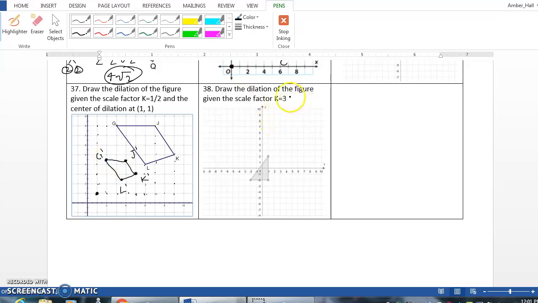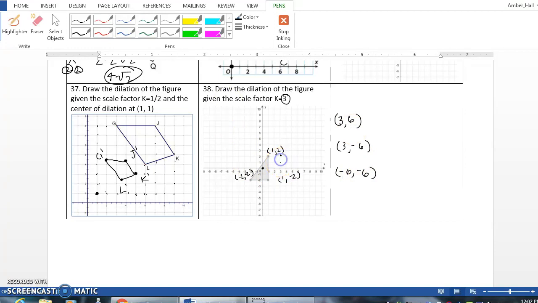Draw the dilation of the figure given the scale factor is 3. So the origin is going to be our center, which means we just take our points and multiply them by 3. This point is 1, -2. This is 1, 2. And this one is -2, -2. So we're just taking it and multiplying by 3. 1 times 3 is 3. 2 times 3 is 6. 1 times 3 is 3. -2 times 3 is -6. -2 times 3 is -6. So it'll be -6, -6.